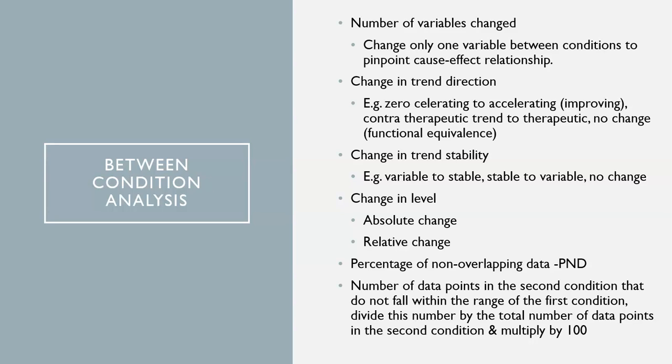Now, not only do we want to look at the within condition analysis, but we have between condition analysis. That's where we want to look at how many variables have changed. We only want one variable to change between conditions. We want to see the change in our trend direction, decelerating, accelerating, therapeutic, contratherapeutic. We want to see a change in our trend stability. If we have variable baseline data, it would be nice to see it during intervention go to more stable data. It would be telling if it became variable that perhaps there are some inconsistencies with the intervention.